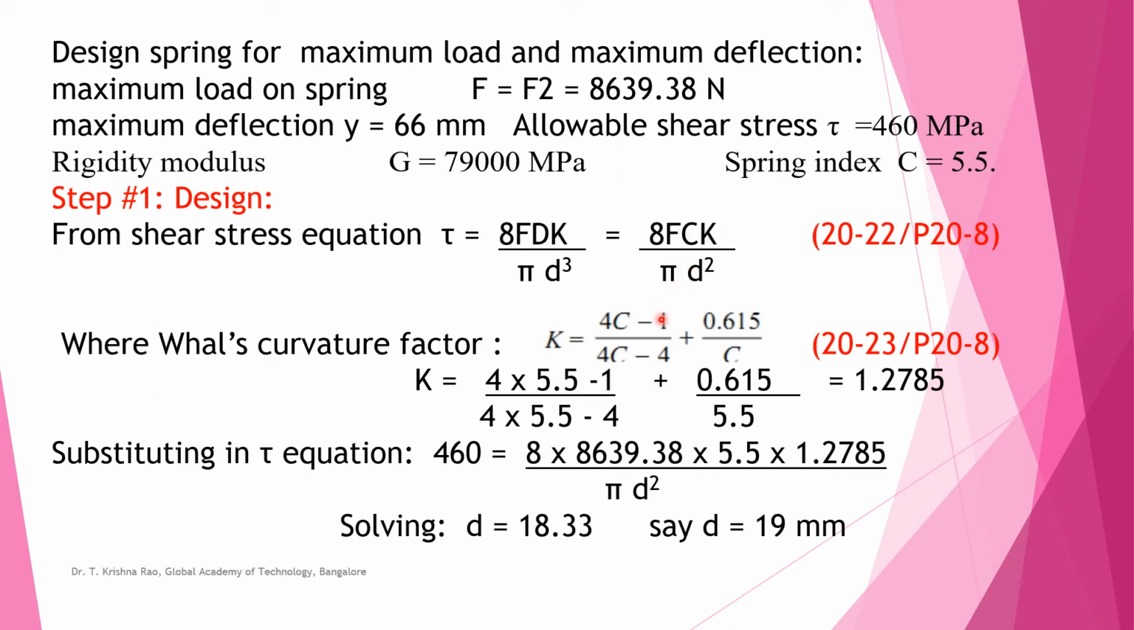Before substituting in this equation, we have to find out the Wahl's curvature factor K, which depends on the spring index C. So we get the K value as 1.2785. So tau value is 8 into F, where F2 is the maximum force, the spring index, then Wahl's curvature factor. We get d as 18.33. We have rounded off to a convenient 19 mm.